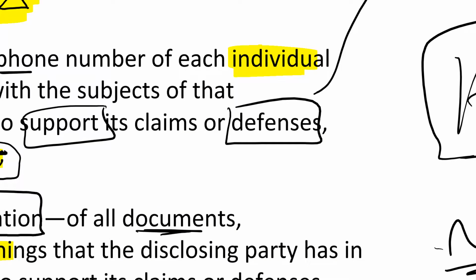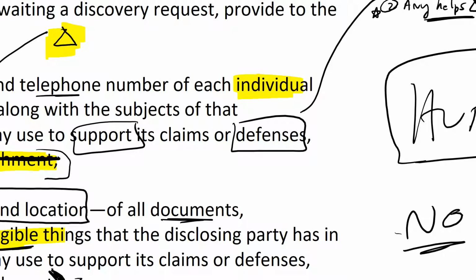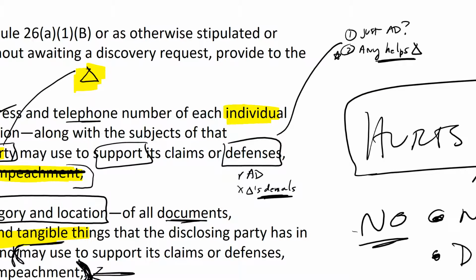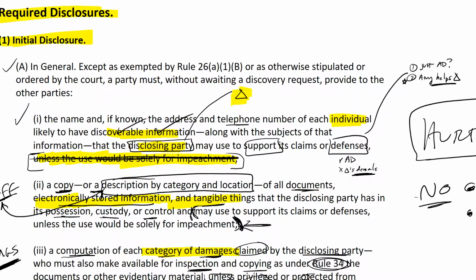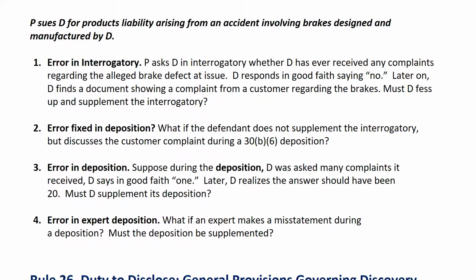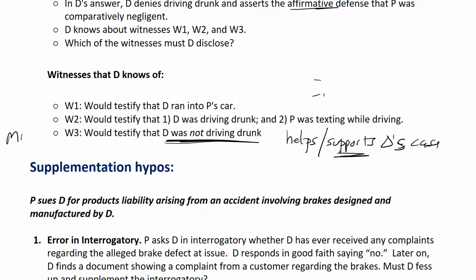And I'll admit, you can make a pretty good textual argument that supports defenses is covering defendant's affirmative defenses, but not defendant's denials of the plaintiff's allegations, right? Nonetheless, the year 2000 advisory committee comments, plus other commentators, provide some decent authority for suggesting that supporting defenses includes not just affirmative defenses, but also denials of an opposing party's factual allegations. So probably the better answer here is that defendant must disclose witness 3.